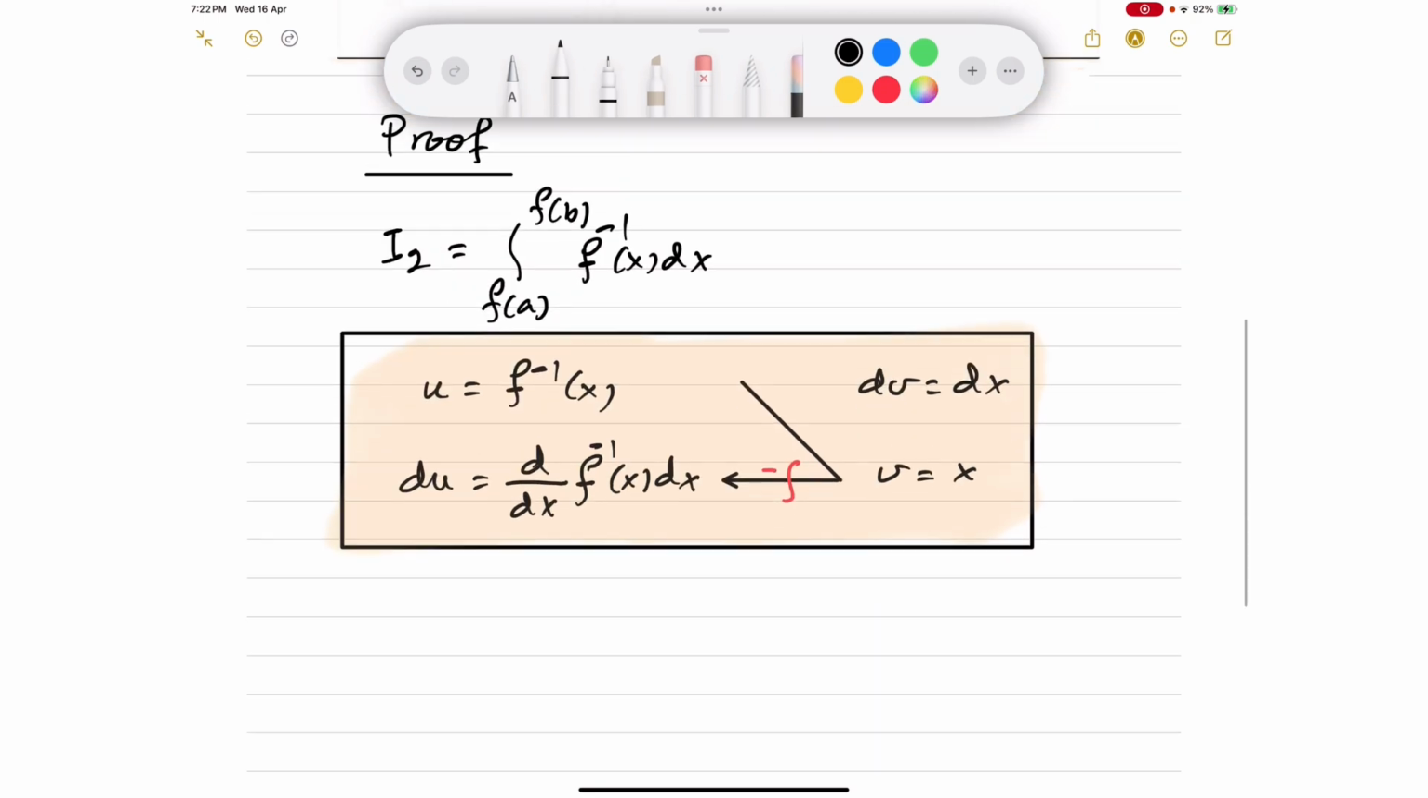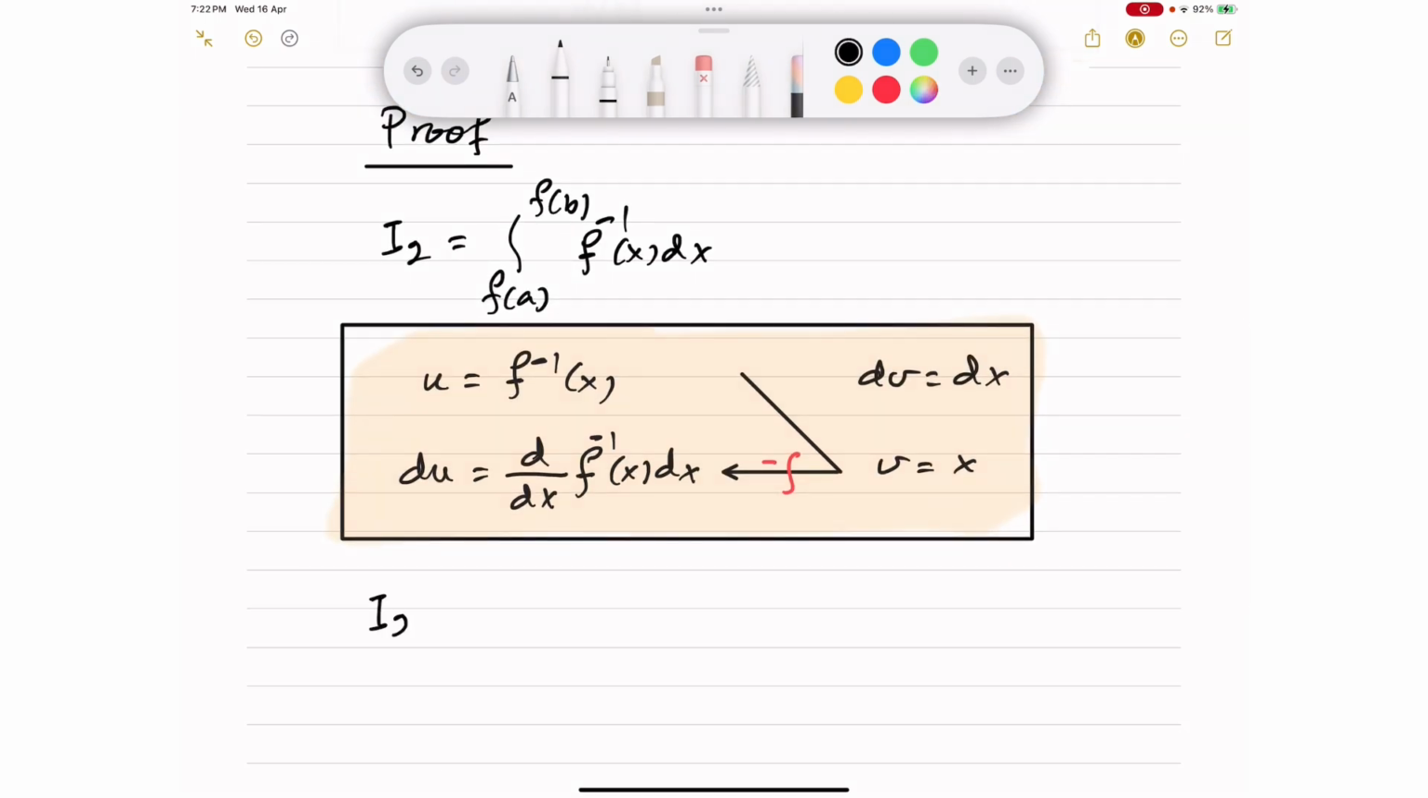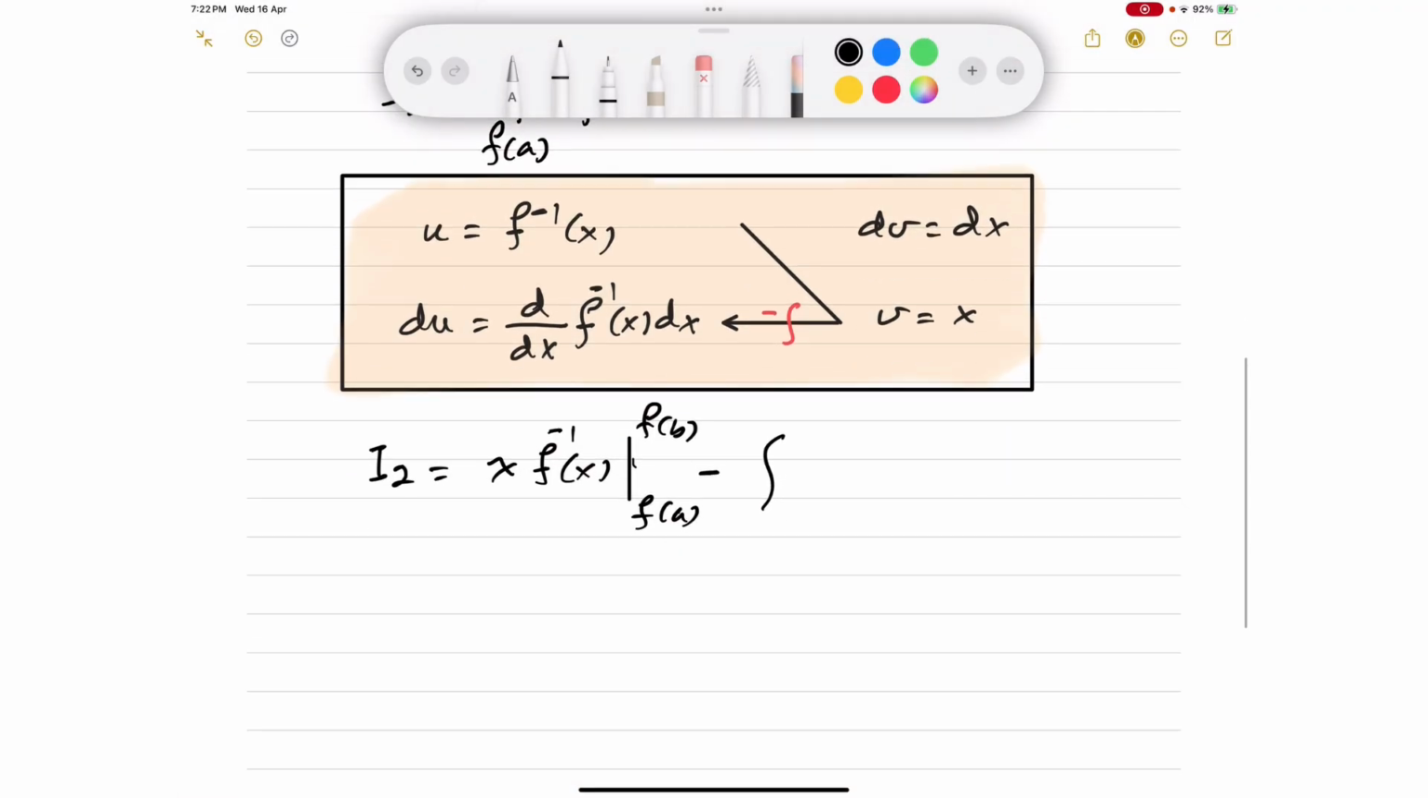Now I2 becomes x f inverse of x, evaluated from f of a to f of b, minus the integral from f of a to f of b of x times the derivative d by dx of f inverse of x dx.